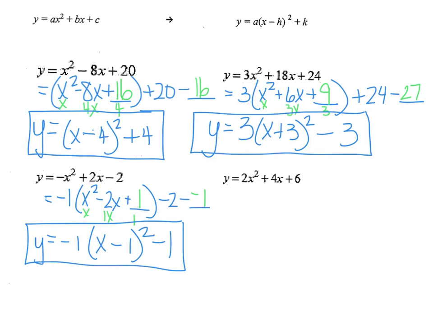Pause the video, repeat anything if it's confusing, and try that one on your own. Okay, we need to factor 2 from both of them. Separate them off and put the 6 on the end. 2 times x squared plus 2x plus what? Plus 6 minus what?